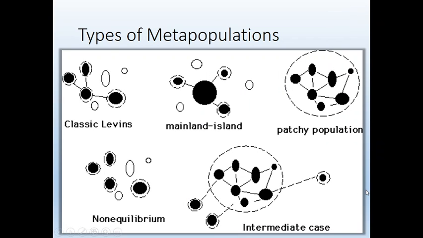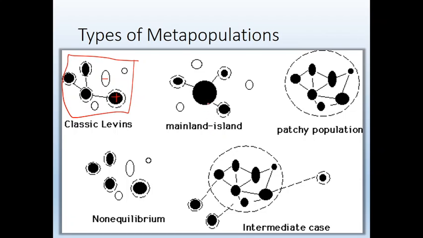Hello, so this is the last metapopulation lecture until we get into metacommunities. Now, the classic metapopulation model is represented right here. What it has are identical patches that either have the species or don't have the species. Each patch is identical, and that's different from a mainland island type of metapopulation.